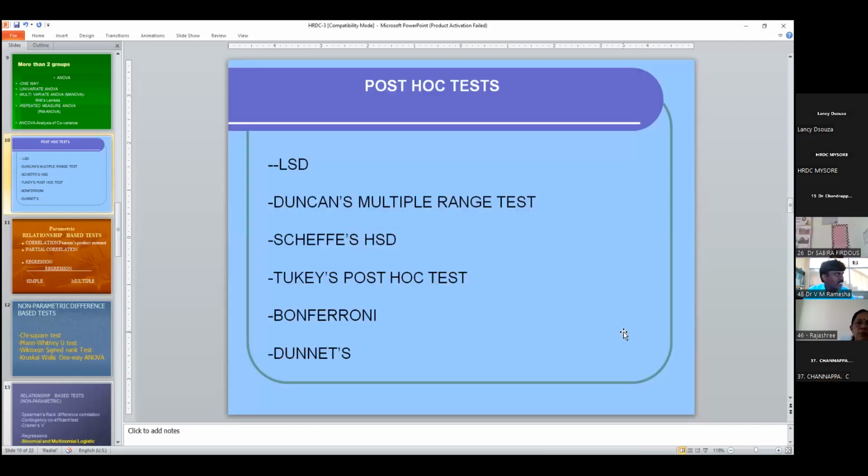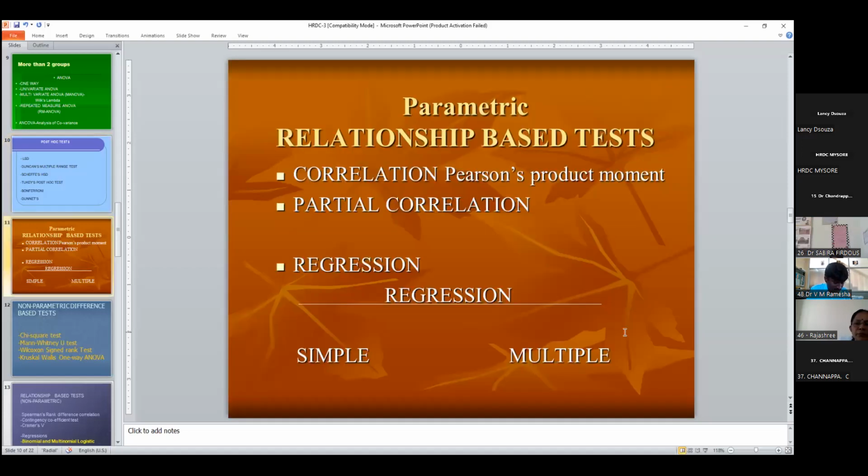So that's where we finish the first set of analysis called parametric difference. Now we go for parametric relationship based tests. When you talk about relationship based tests, remember we are going to talk about correlation and regression. Yesterday we discussed the minimum and maximum correlation coefficient, how they can vary, -1 to +1. And in the parametric form, the correlation analysis used is Pearson's product moment method.